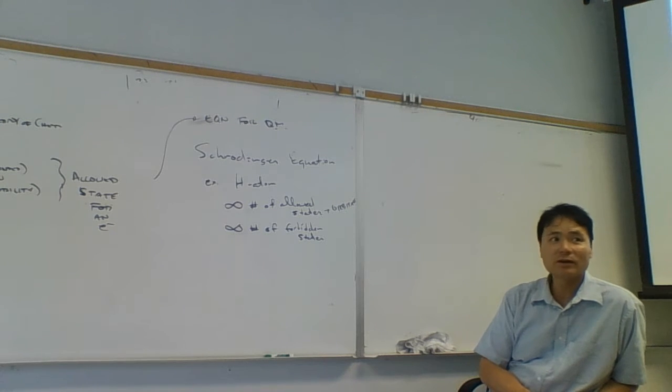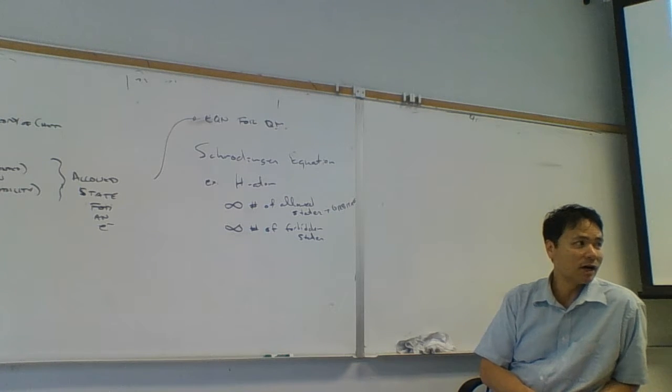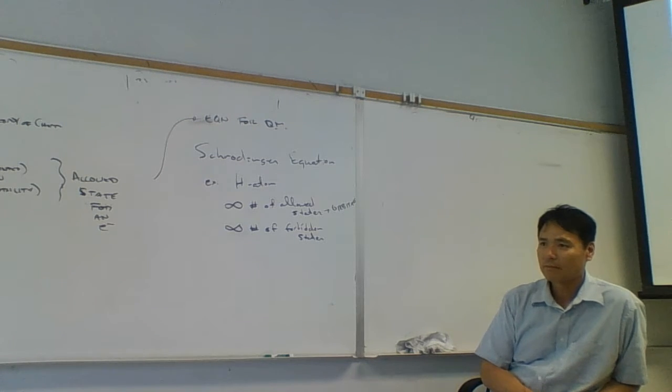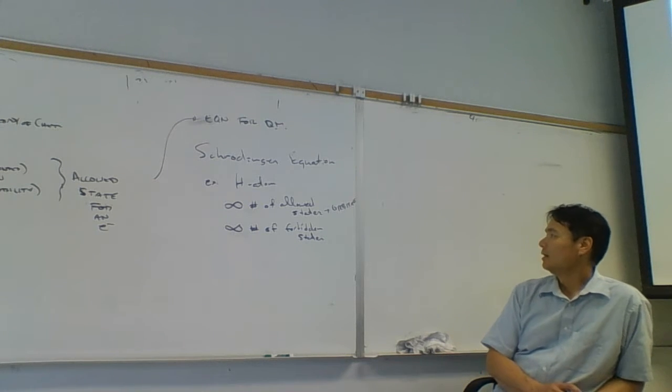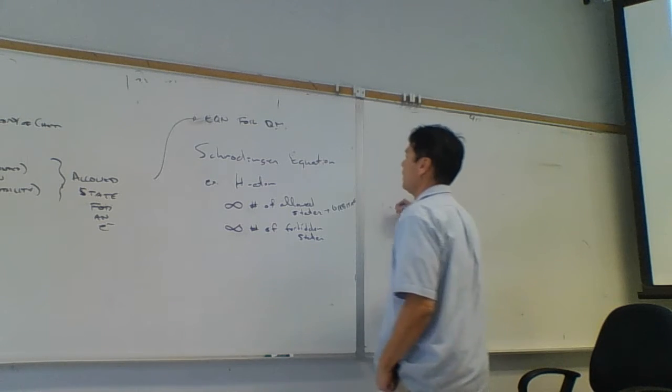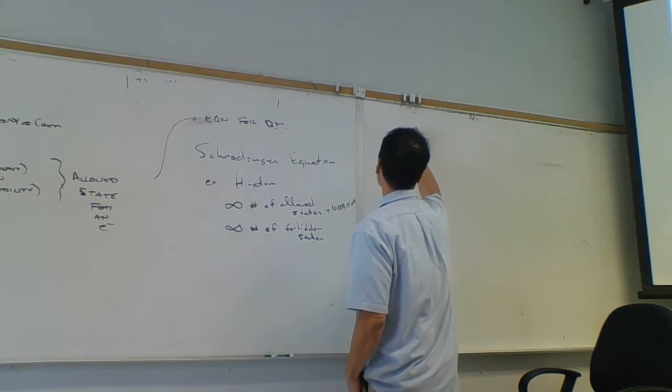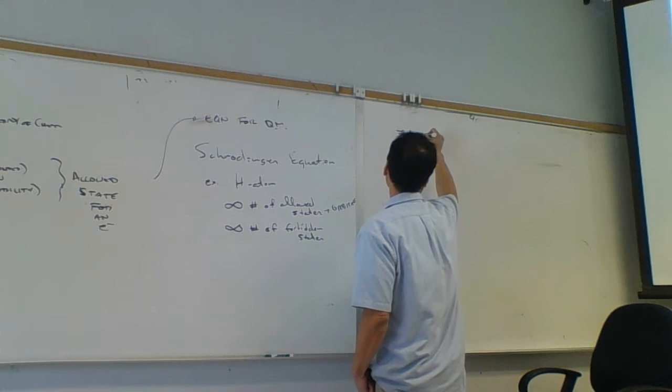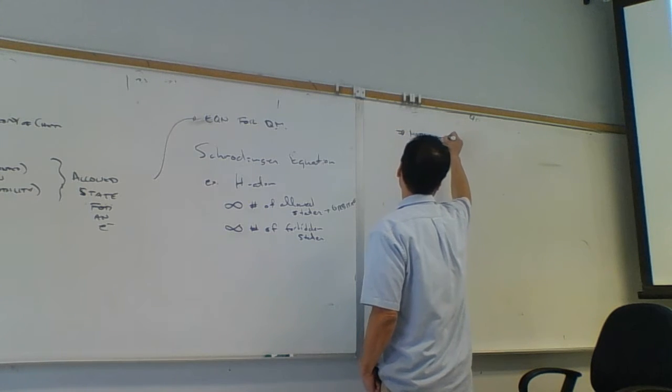Obviously, you aren't going to be expected to memorize all infinite orbitals for the hydrogen atom, unless you want to try. But it's easy. It's actually easy because it follows a simple pattern. And so what we're going to do is look for the mathematical patterns.